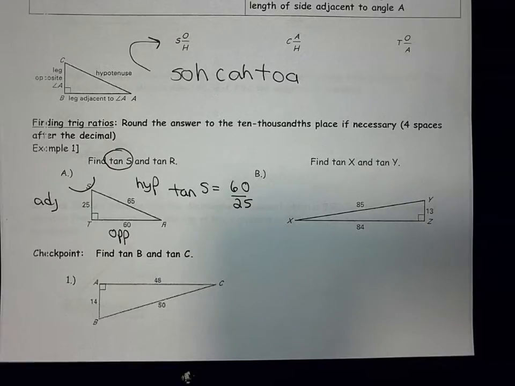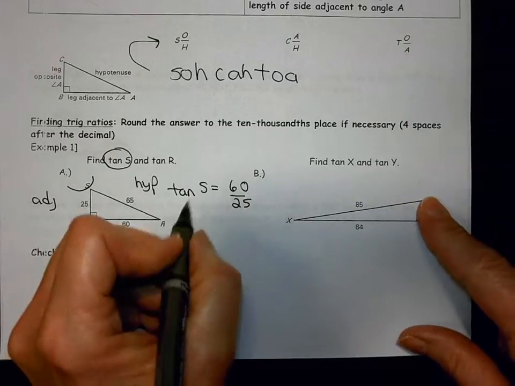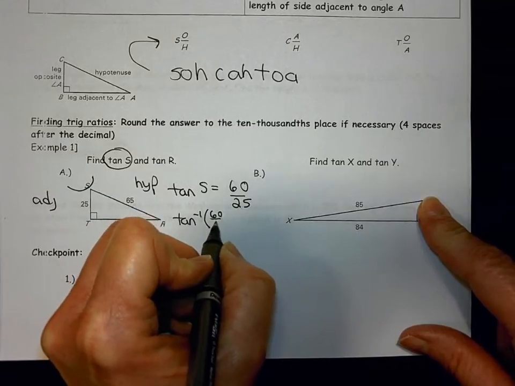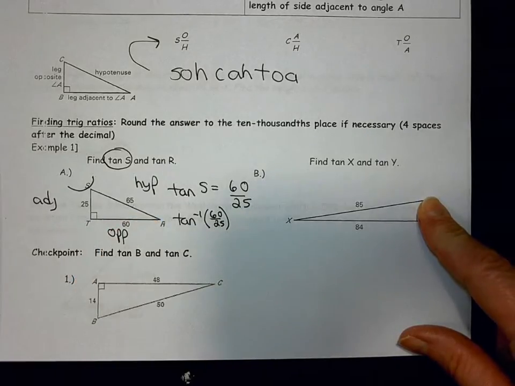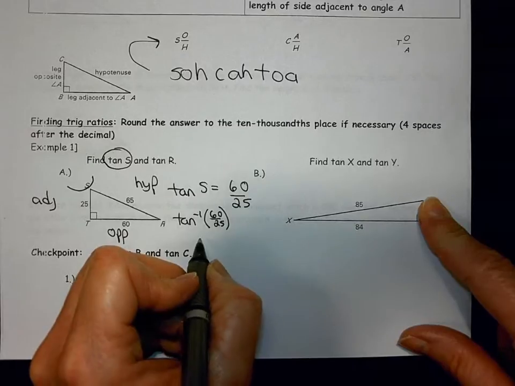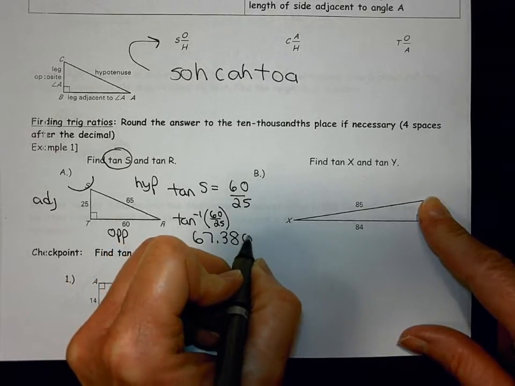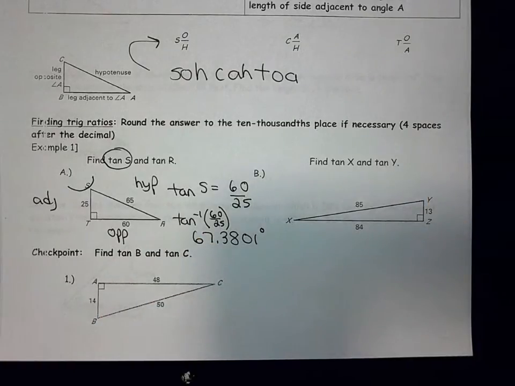And remember we said when you're looking for an angle you do a second button, so you're going to want your calculator to say tan inverse of 160 divided by 25. So the angle of angle S is 67.3801 degrees.